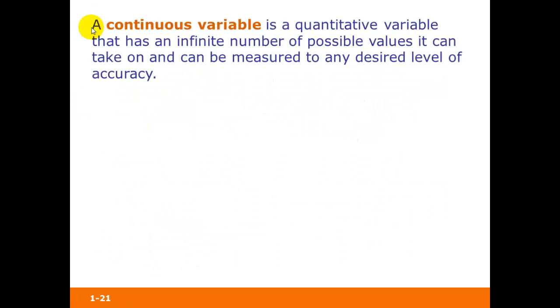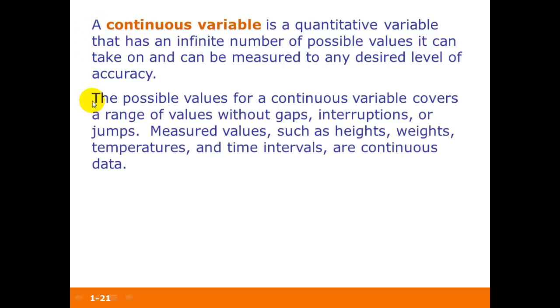So a continuous variable is also a quantitative variable, and this has an infinite number of possible values it can take on, always, and it can be measured to any level of accuracy that we want. Possible values for a continuous variable cover a range of values, so there are no gaps. And continuous variables are measurements. So measurements are always continuous variables, things like heights, weights, temperatures, and time intervals.